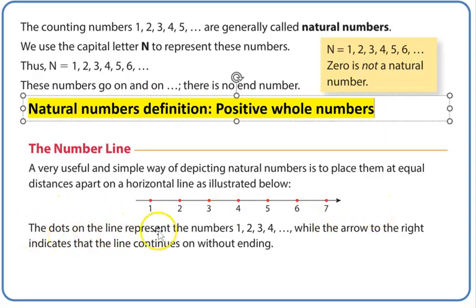The dots on the line represent the numbers 1, 2, 3, 4, ... while the arrow to the right indicates that the line continues on without ending. Notice that there's no arrow on the left-hand side, and that's because 1 is the lowest natural number. It's the first natural number. So it wouldn't make sense to have an arrow to the left of that because 0 is not included.